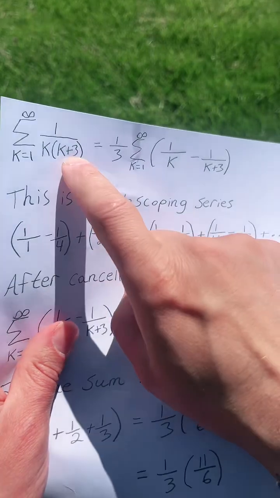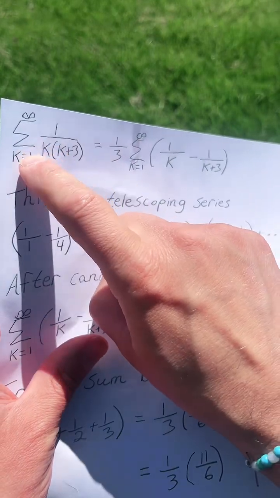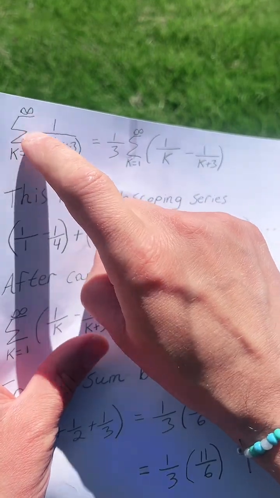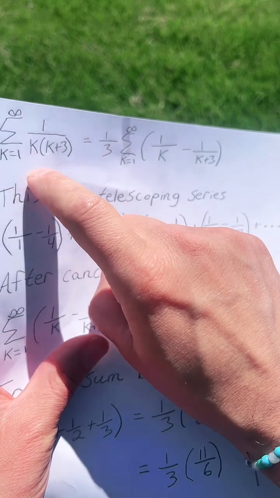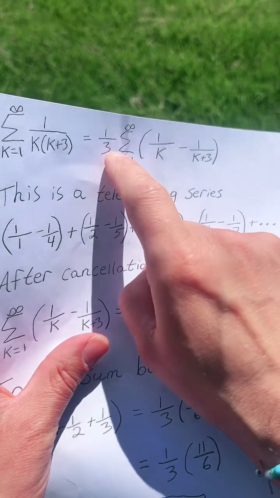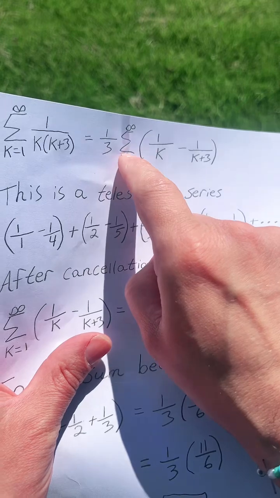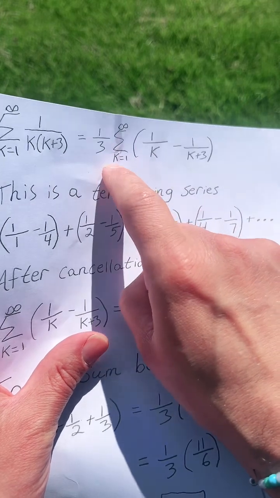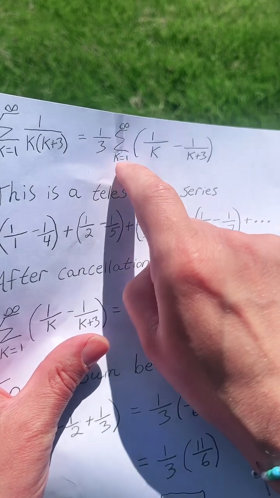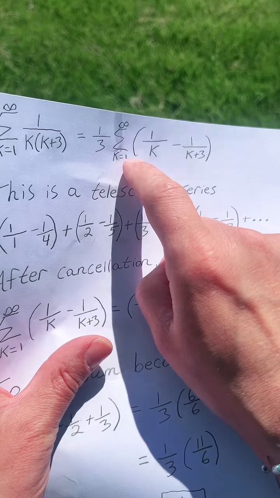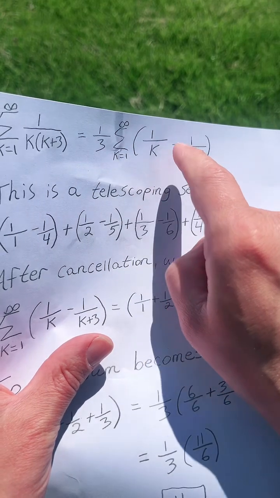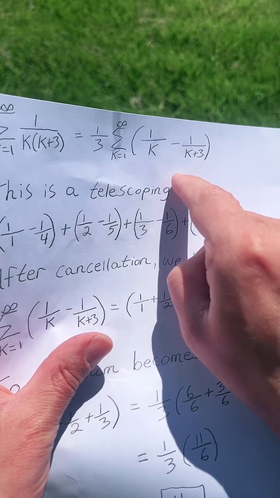So we have that our original sum, which is an infinite sum, right? An infinite series is going to be equal to, well, we can go ahead and pull out the 1/3 in front of our sum. It's going to be equal to 1/3 times the sum, again, k going from 1 all the way to infinity, of 1 over k minus 1 over k plus 3.